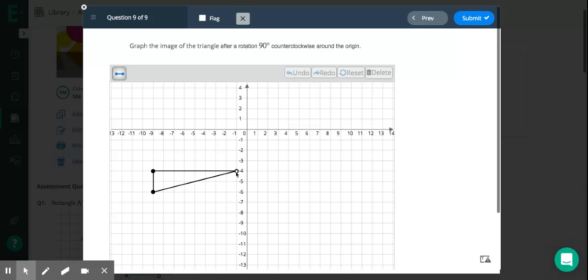So if I'm going to do a 90-degree counterclockwise rotation, that means that my x and my y are going to switch places, and my y becomes the inverse. So for this first point, I'm going to have +4 because it's the inverse of y, and then my -1. Okay, so I'm going to graph my point, +4, -1. So I'm going to put a segment there, and then I can move it around as I need to.